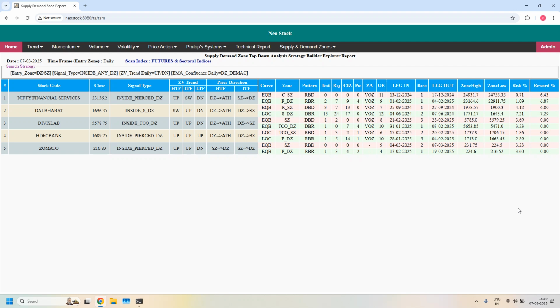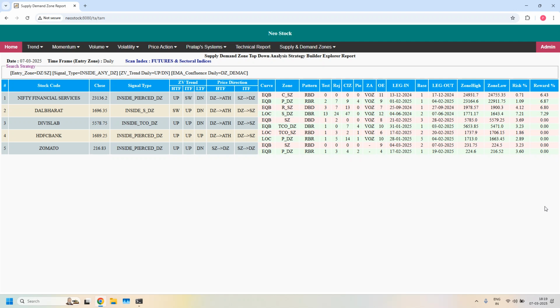And some of these daily demand zones are pierced demand zones. You can apply pierced zone strategies. Look into the PIE column, short name pierced. If the count is more than 0, then the demand zone is a pierced demand zone.